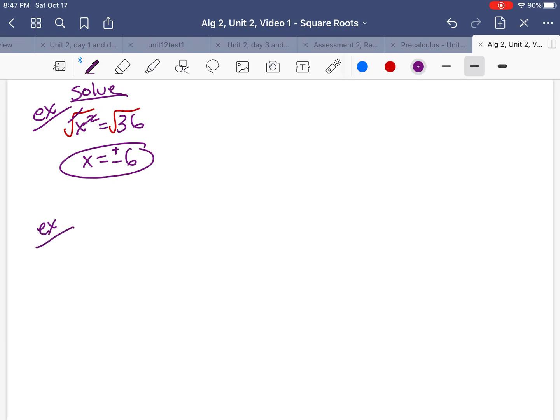All right, next one. Let's say I had 3x squared equals 75. Well, this has to be cleaned up a little bit first. That 3 cannot be there when you do the square root. So you divide the 3 out. Just like when you solve equations, you get x squared equals 25.